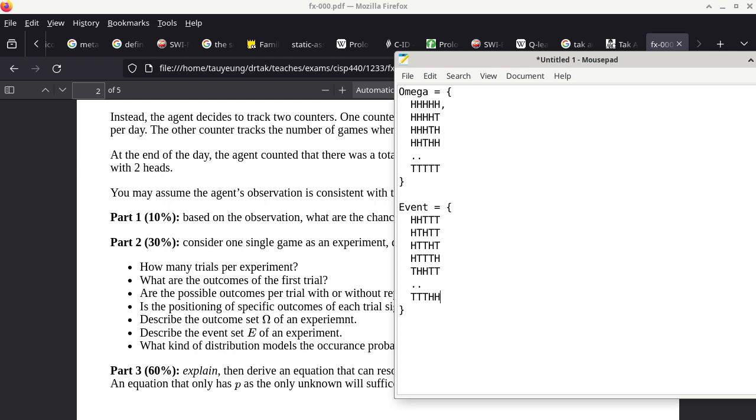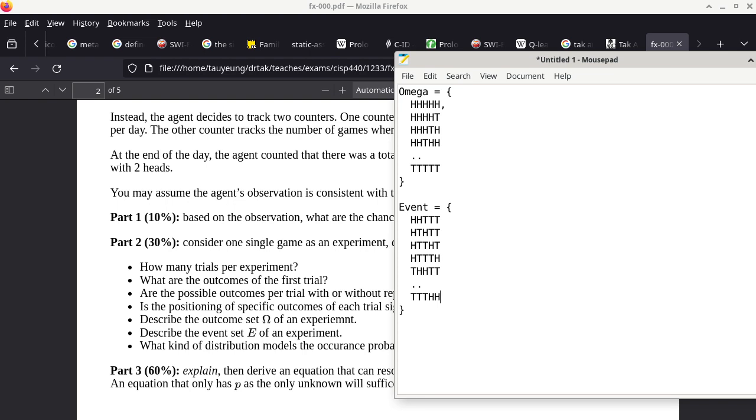And then there are five levels deep, because each time you branch out is representing a trial. So that's why we have 32 elements in Omega. What about the cardinality of the event? How do we look at that problem?